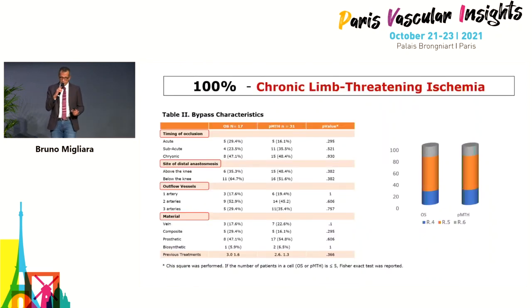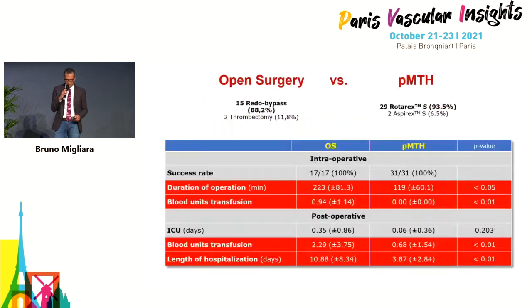All these patients have critical limb ischemia, not claudication, from Rutherford 4 to Rutherford 6, most of them in Rutherford 5 class, with tissue loss. No differences regarding the time of occlusion between these two groups, and more than 70% with a subacute or chronic occlusion, and thus not treatable with local thrombolysis. Again, a completely homogeneous group considering the site of the distal anastomosis, the outflow vessel, and the material of the bypass.